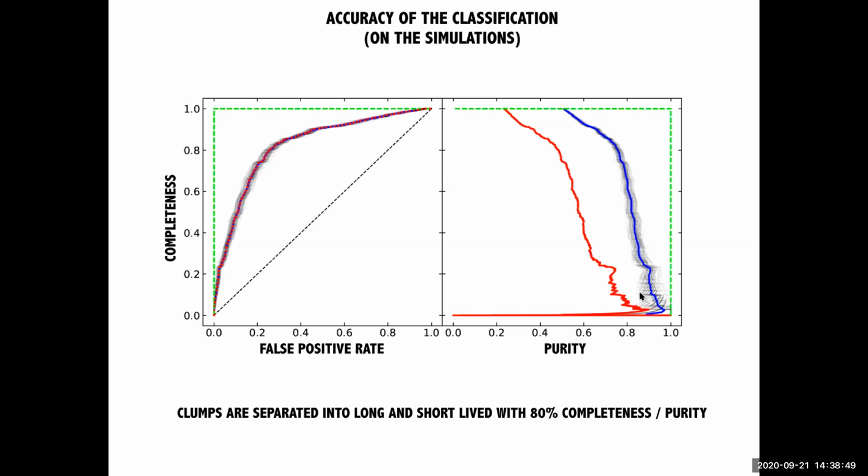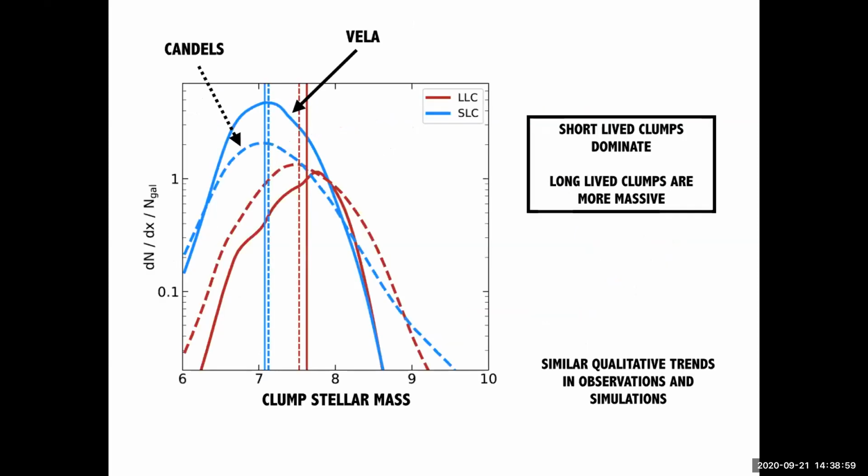So based on this success, we say, okay, let's go to the observations and see if we can classify clumps into long-lived and short-lived clumps and see how they populate and distribute in CANDELS. First thing we look at, I'm sorry if I'm going a bit quick, but I'm running out of time, is the clump stellar mass functions again, but now dividing into long-lived and short-lived based on the classification.